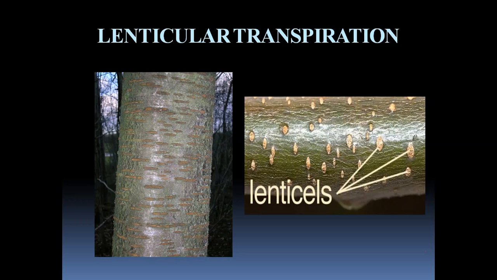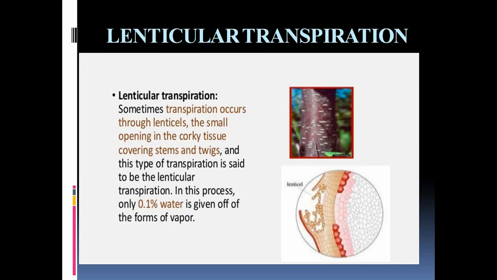Next we come to lenticular transpiration. Before we go to lenticular transpiration, let me show you the lenticels. Lenticels we find in some fruits like apple and pears, and mostly in old woody stems. If the plant is old and has woody stems, we find these types of structures. These are lenticels. These lenticels remain open throughout the day and night. They never close. So any loss of water through the lenticels is called lenticular transpiration.